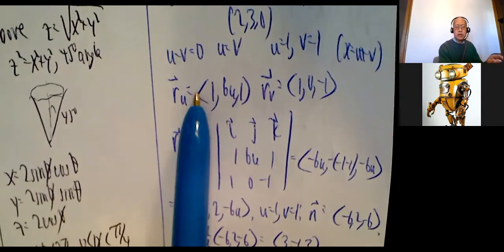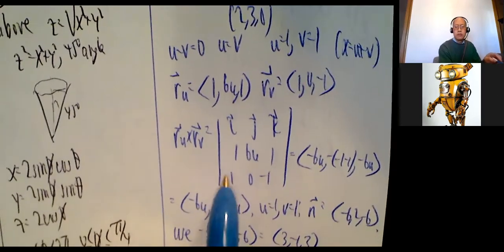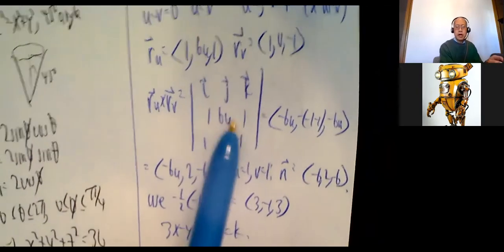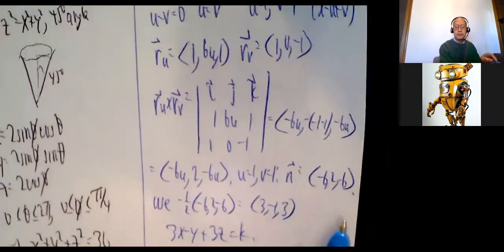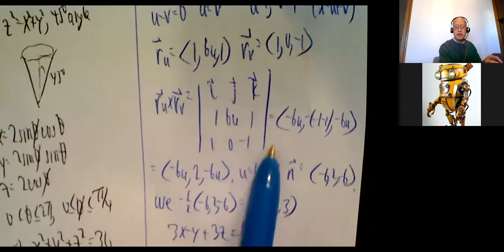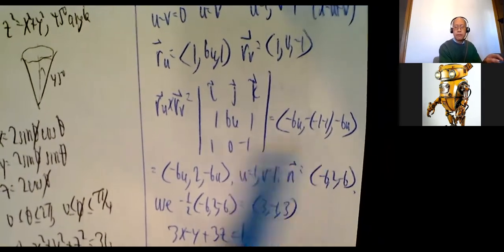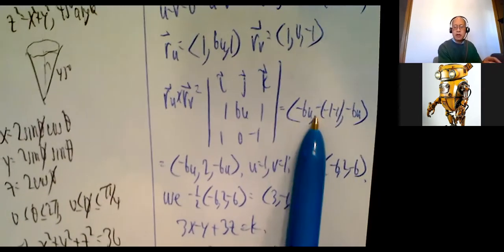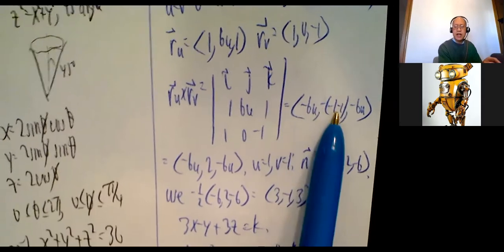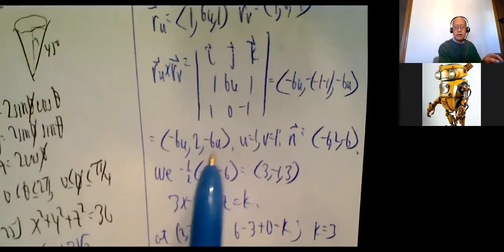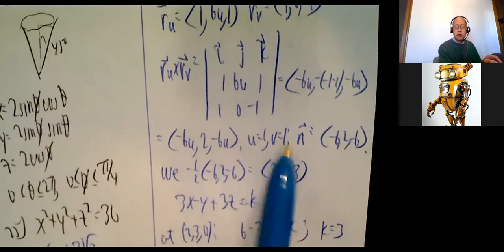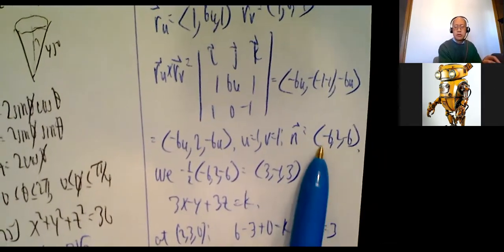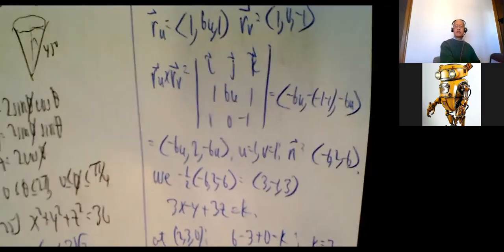So r sub u cross r sub v is 1, 6, 1, 1, 0, negative 1, and i, j, and k. So i is negative 6u minus nothing. The opposite of negative 1 minus 1, and nothing minus 6u, so negative 6u. So it's negative 6u, positive 2, that's negative negative 2, right? Positive 2, negative 6u. Okay, now I plug in u equals 1, v equals 1. Put a 1 there, 1 there. So negative 6, 2, negative 6 is a normal vector.